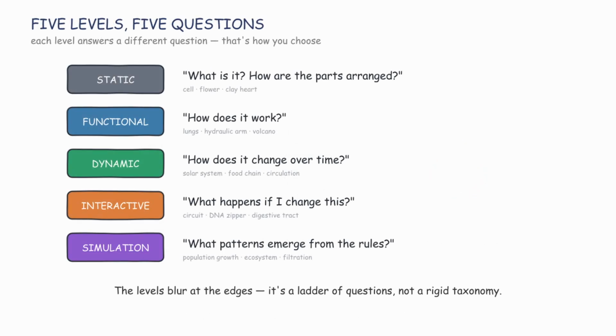So here is today's question. A model is not one thing. There is a whole family of them. And a good teacher knows which kind to reach for and when.